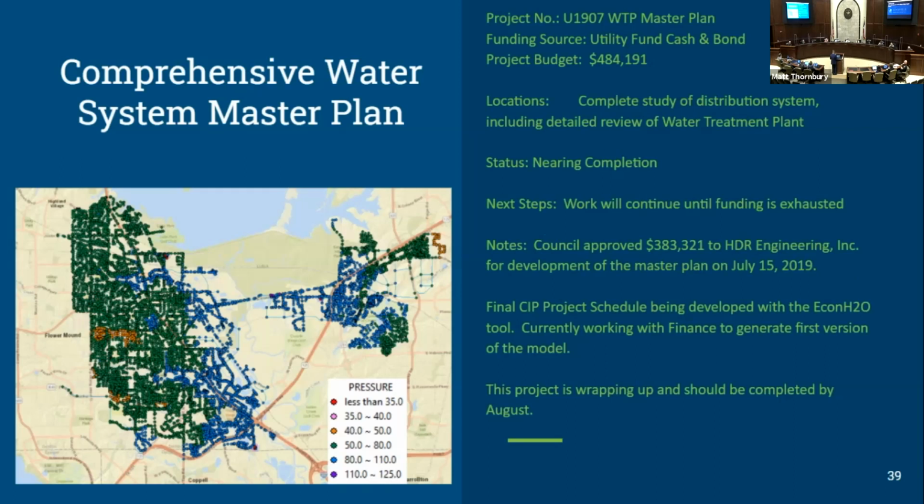And then they are also working, as part of this, on developing what we're calling an Econ H2O tool. It's an improved planning tool for our capital project planning on the utility side. We expect to roll that out later on this year and very likely present that at a workshop where you can see the real value of that tool and how all of these capital projects on the utility side interact with one another. So we're excited about wrapping this up and moving forward with some improvements on the water system as well.